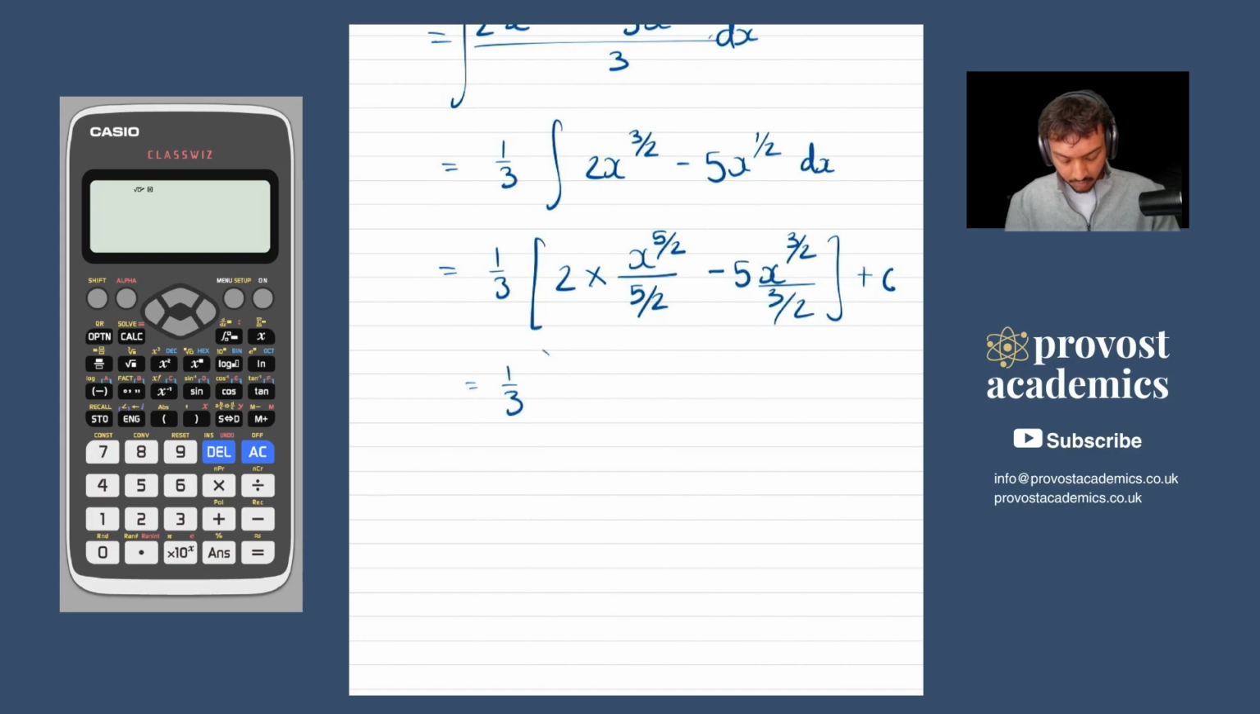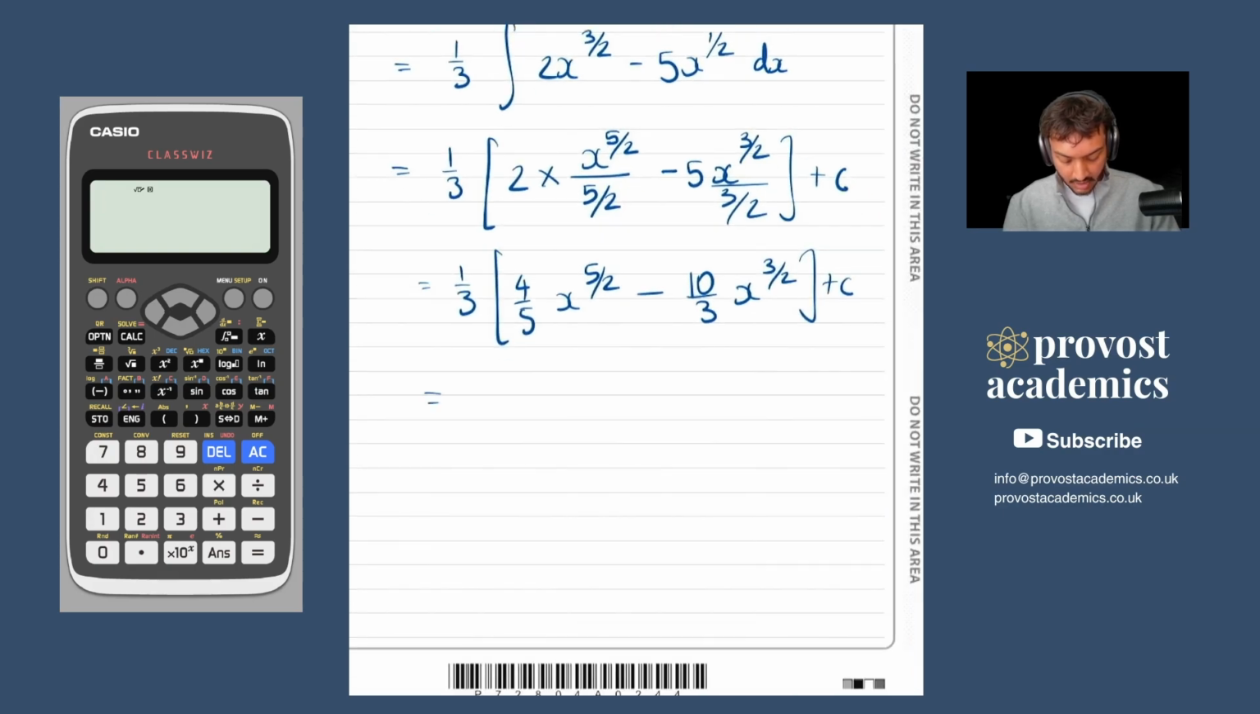Now let's simplify all of this. We'll do the keep change flip method when it comes to any fractions in the denominator. You can go the long way, but effectively if you've got a fraction over a fraction, the denominator comes on top. If you want to prove this, you can do so using KCF, keep change flip. If I do that, I get 4 over 5 x^(5/2) minus 10 over 3 x^(3/2) plus c.